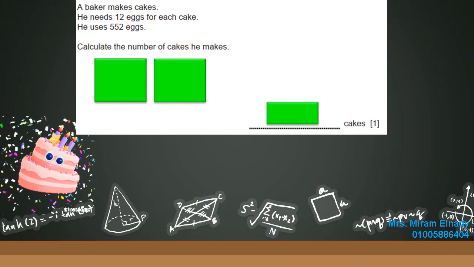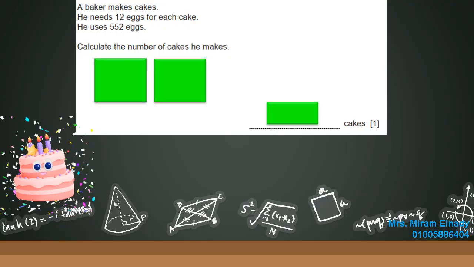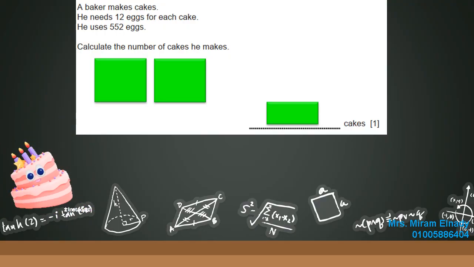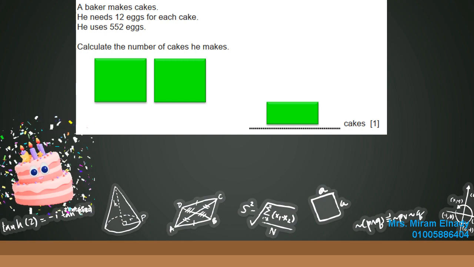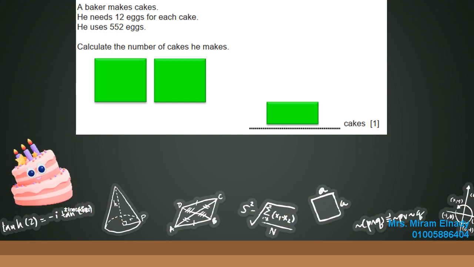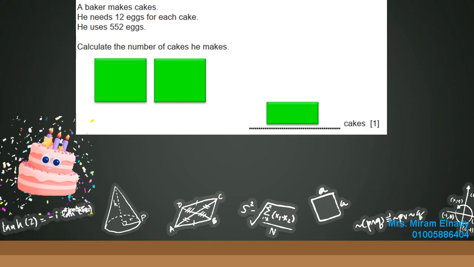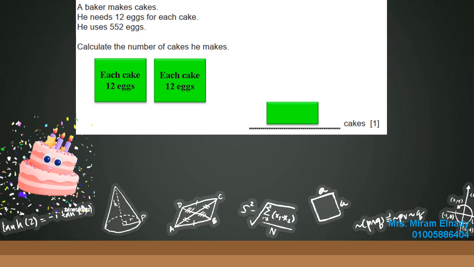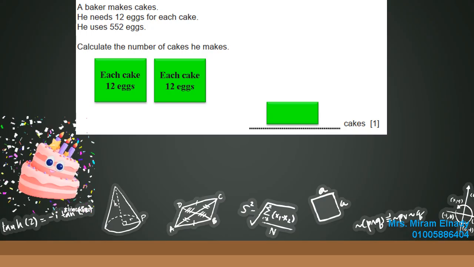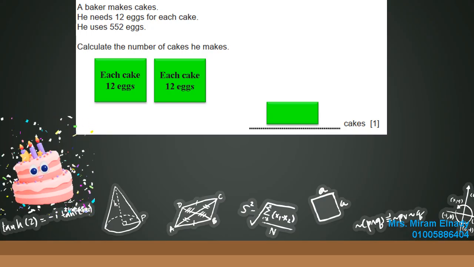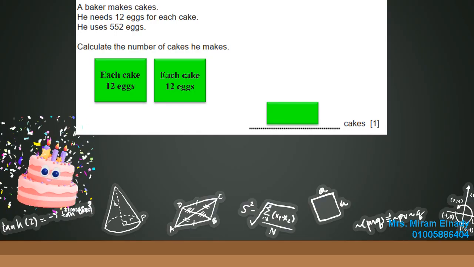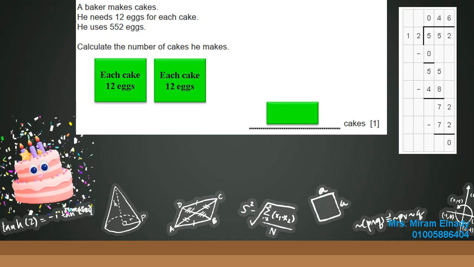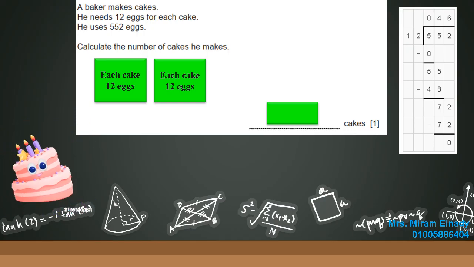A baker makes cakes. He needs 12 eggs for each cake. He uses 552 eggs. Calculate the number of cakes he makes. So are we going to use division, multiplication? I'm not sure. Each cake, 12 eggs. Another cake, 12 eggs. So this means that we are repeating or we are dividing. We want to use in total 552 eggs. So we need to divide 552 by 12.